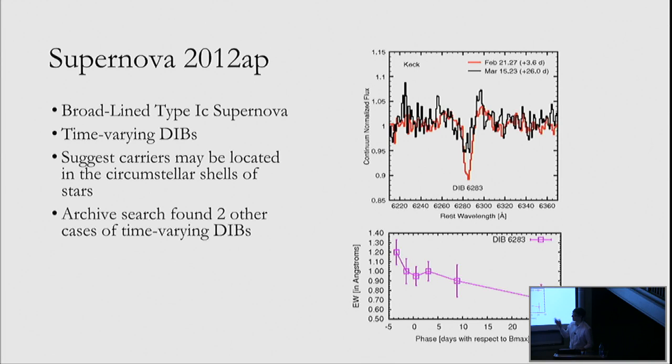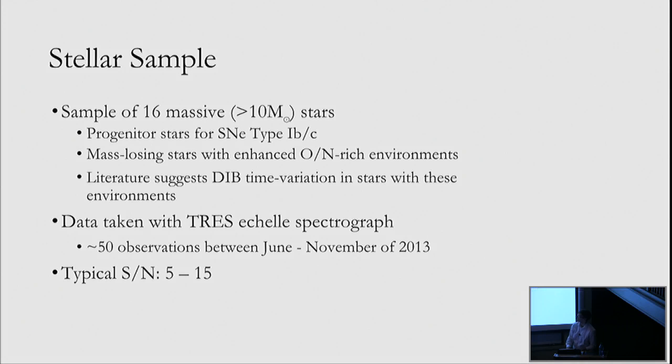Interestingly, an archive search found two other potential cases of time-varying DIBs in spectroscopically similar supernovae. So I worked on a stellar sample of 16 massive stars that were thought to be progenitors for supernova type Ibc. These were mass-losing stars with enhanced oxygen and nitrogen-rich environments. This is because there's previous literature that suggests DIB time variation in stars with these particular types of environments.